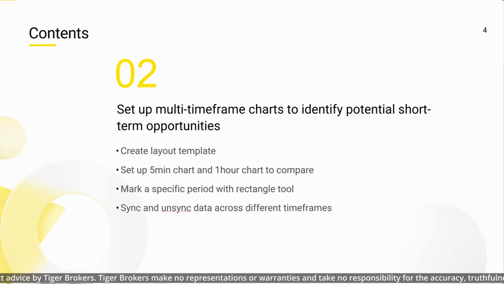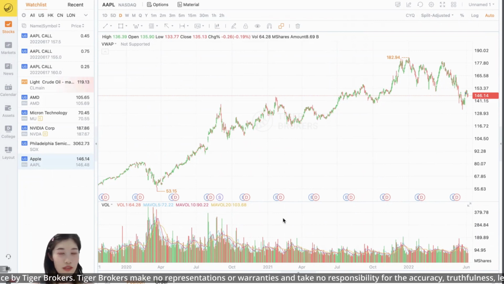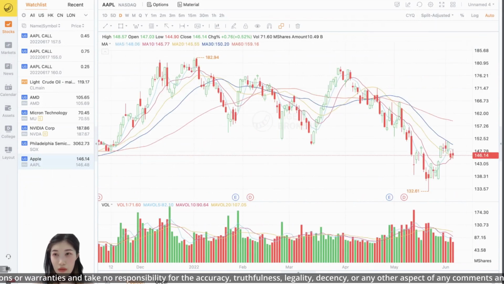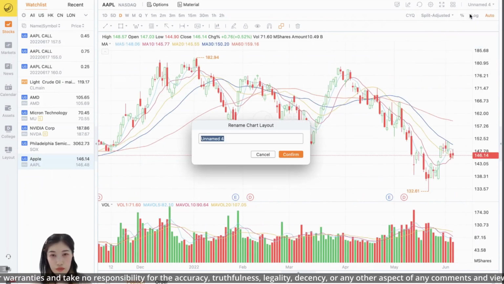Okay, next, I'm going to show you guys how to analyze Apple from a day trader's perspective. Now, one of the benefits of our desktop application other than mobile is the chart layout. On the desktop, we can create as many layouts as we want without interfering with the others. For example, here, I am going to create a new chart layout to further analyze Apple. And I will rename it to short-term analysis.